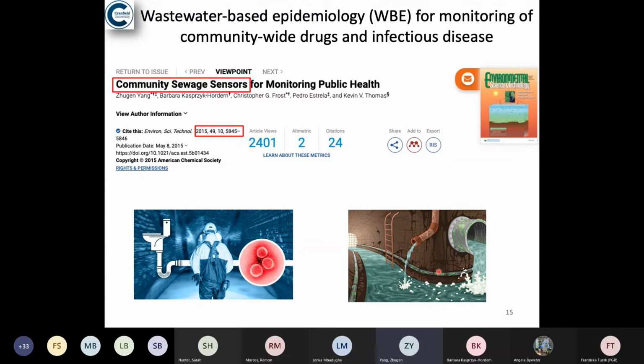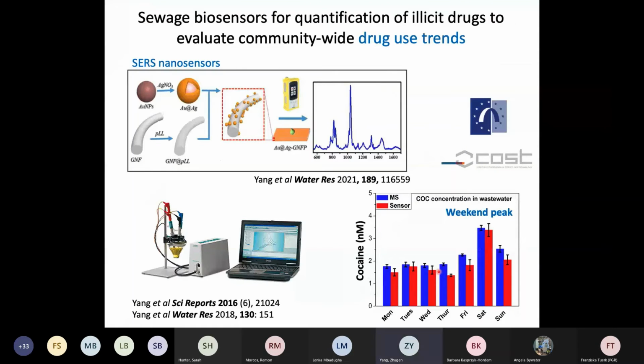Recently, testing sewage has been fast emerging as a promising technology for mapping hotspots of SARS-CoV-2. Here, just very quickly, I show our efforts on the detection of chemicals and drugs. We are using alternative technology, including electrochemical sensors. As Barbara also mentioned, four years ago we published a paper on detection of cocaine in sewage. We also found similar weekend peaks in illegal drugs, which is in agreement with other European studies.